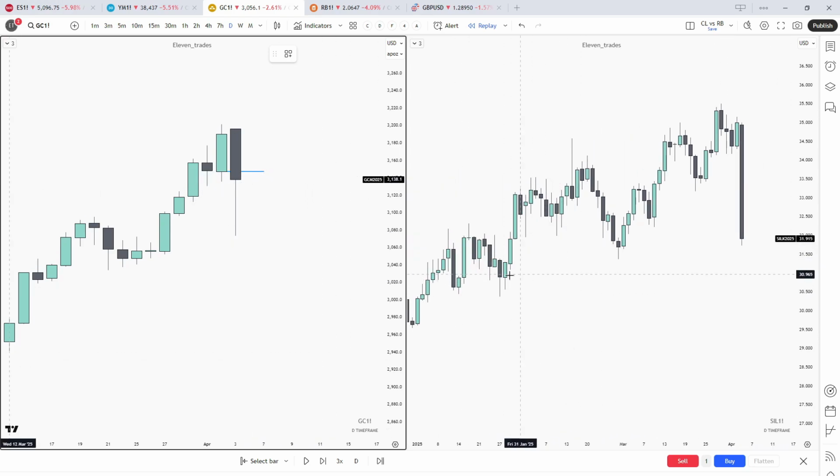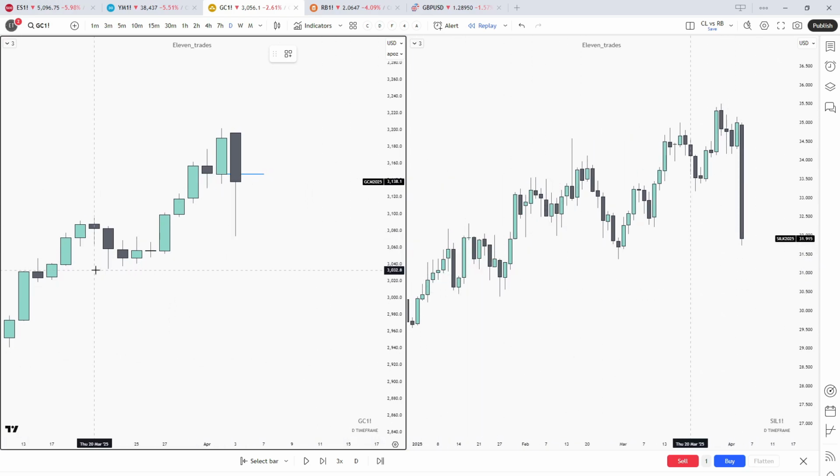So we have the idea for the downward move, and we have a failure swing right here. And on the silver, we have equal highs and some failure swings to the downside. So we are expecting Friday's candle to be an open high low close candle. But for that, we have to confirm that on the lower time frames, the 1 hour and the 4 hour.